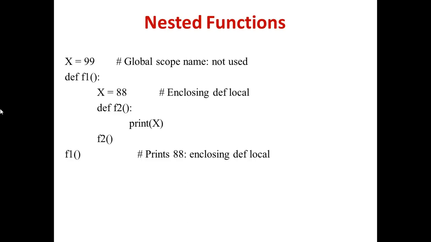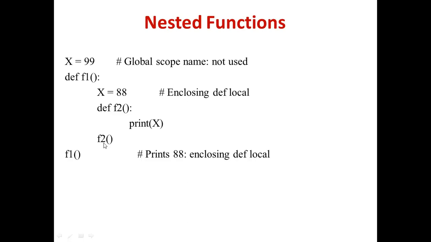And now we go into nested functions. Look at the example here. I have initialized the global variable x with 99. Then I created a function f1 with a function block. Inside that I have re-initialized the same variable x with 88. Then I created another function f2, where I'm just printing x. And again inside that same f1 local scope, I'm calling f2. Then I come out and call f1.